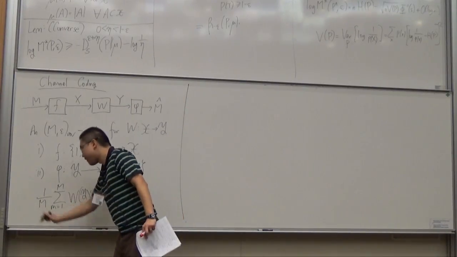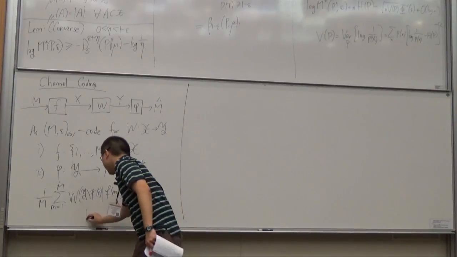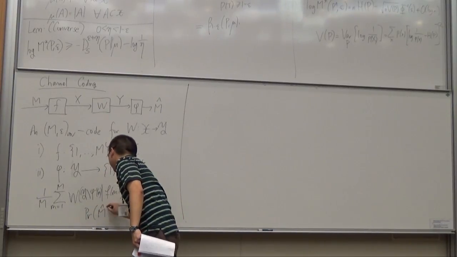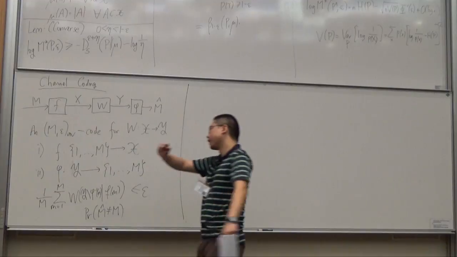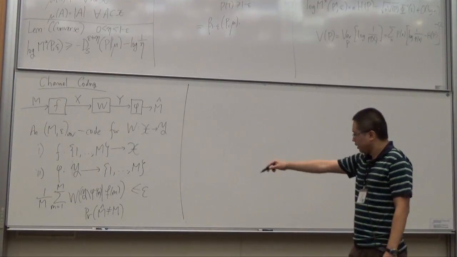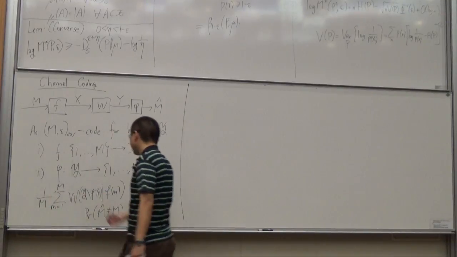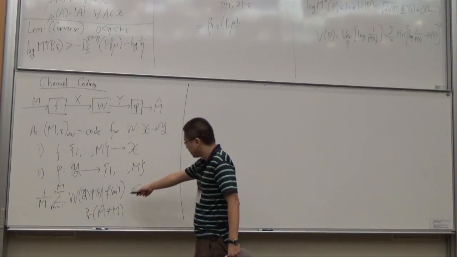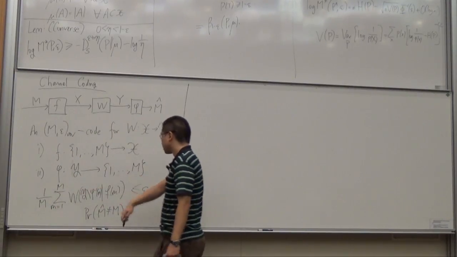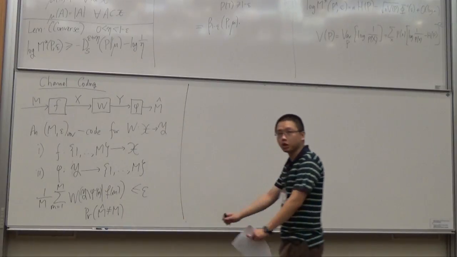So that is a fancy way of writing the probability of error. You can just write it as such: probability that M hat is not equal to M. But this way of writing the probability of error makes clear that it depends on the code, and depends on the channel, and depends on M as well. All right? So that is the exact setup.